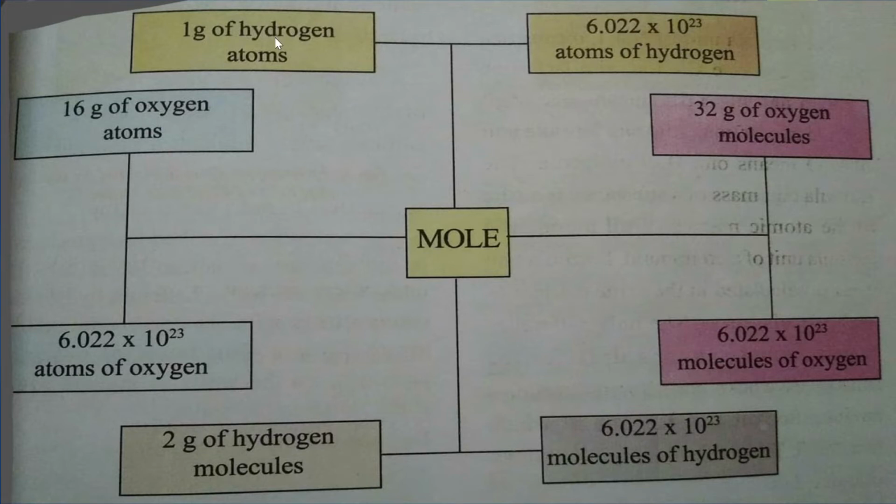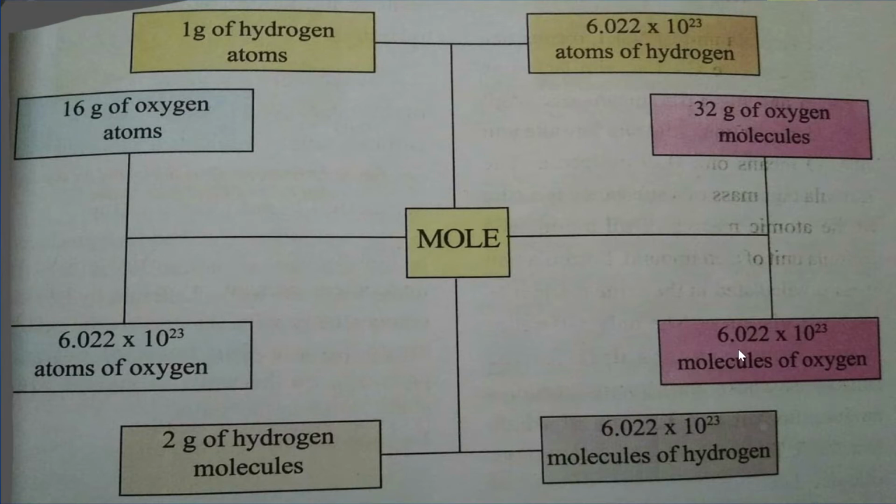If we are considering hydrogen atom, it will have 6.022 into 10 to the power of 23 atoms of hydrogen. If we are considering hydrogen molecule, then 2 grams of hydrogen molecule will contain 6.022 into 10 to the power of 23 molecules of hydrogen. Similarly, 16 grams of oxygen, that is oxygen atom, contains 6.022 into 10 to the power of 23 atoms of oxygen, equivalent to the Avogadro number. Or if we take oxygen molecule, then 32 grams of oxygen molecule will have 6.022 into 10 to the power of 23 molecules of oxygen.